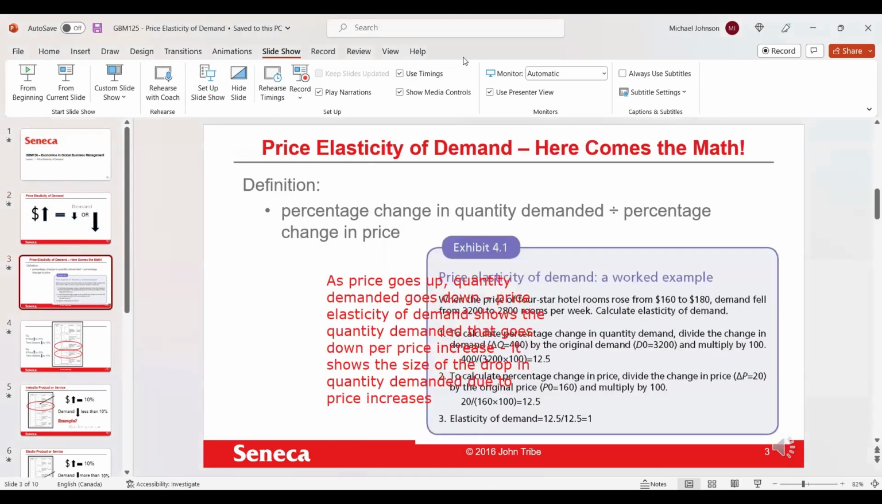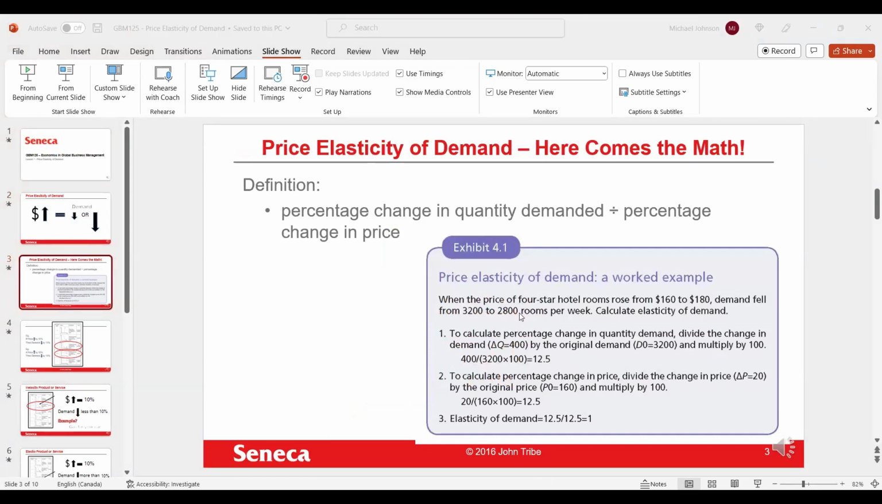And the definition is percentage change in quantity demanded divided by percentage change in price. So this is how you calculate it. So when the price of 4-star hotel rooms rose from $160 to $180, demand fell from 3,200 to 2,800 rooms per week. Calculate elasticity of demand.